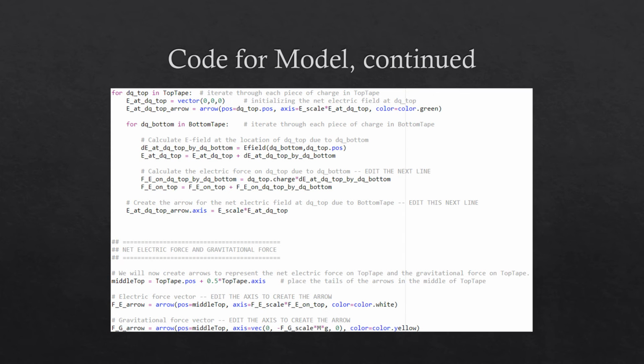The code shown here displays how I created the electric force arrow from the lower piece of tape acting on the upper piece of tape, as well as the gravitational force arrow acting on the upper floating piece of tape.